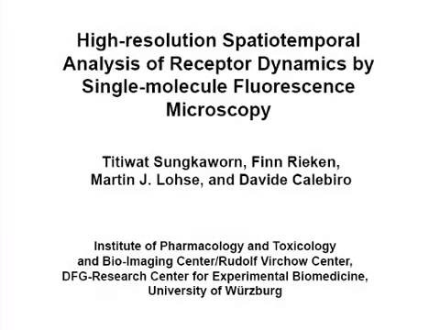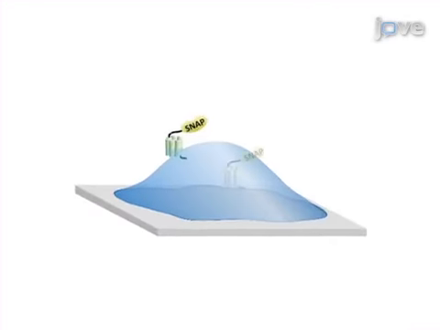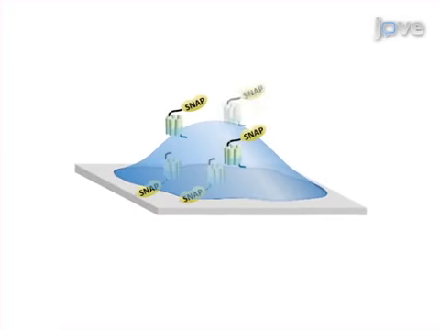The overall goal of the following experiment is to visualize single receptors on the surface of living cells and analyze their location, motion, and dynamic association into supramolecular complexes. This is achieved by expressing SNAP-tagged receptors at very low levels on the surface of living cells and labeling them with bright organic fluorophores to permit single-molecule detection.